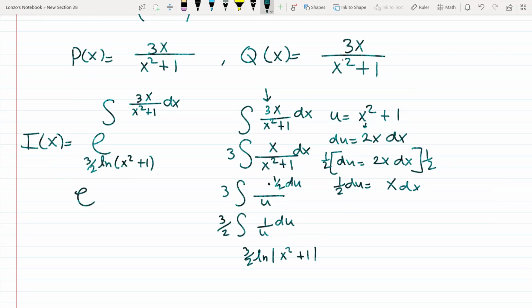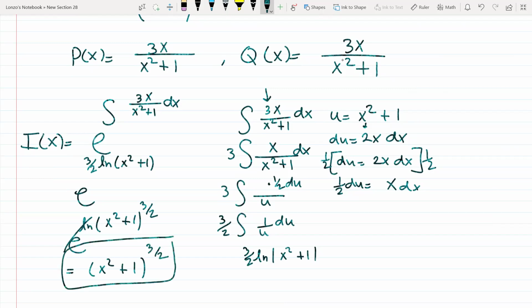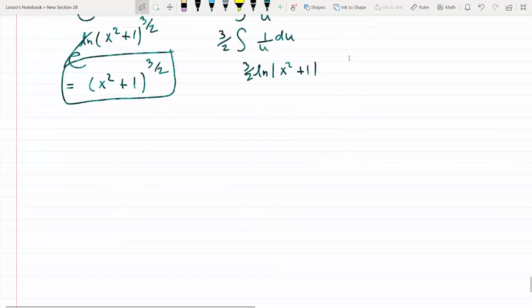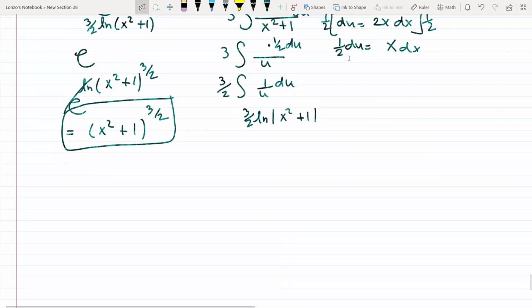And then remember, when you have a number in front of a log or natural log, it's really a power. You can rewrite this as e to the ln of x squared plus 1 to the 3/2. Okay, and then what do you see? That cancels the ln and e, so you're just left with x squared plus 1 to the 3/2. Okay, so that is my I of x.